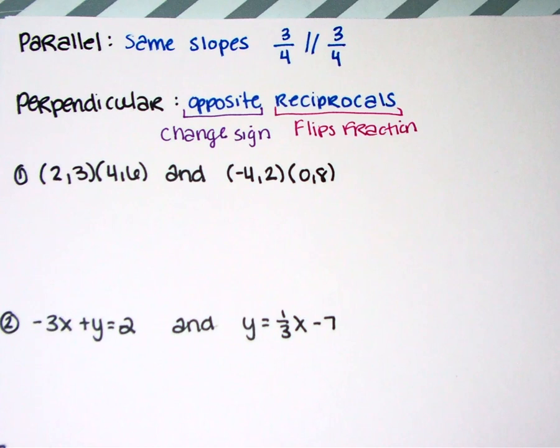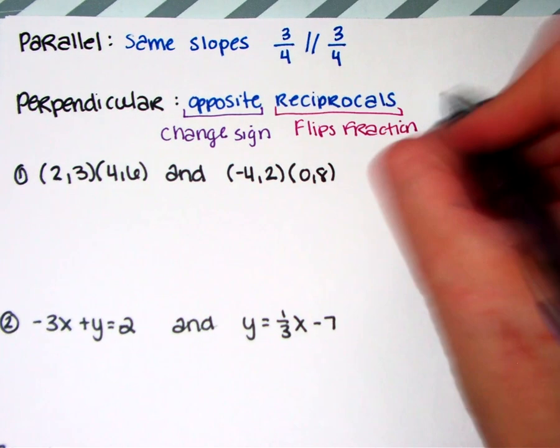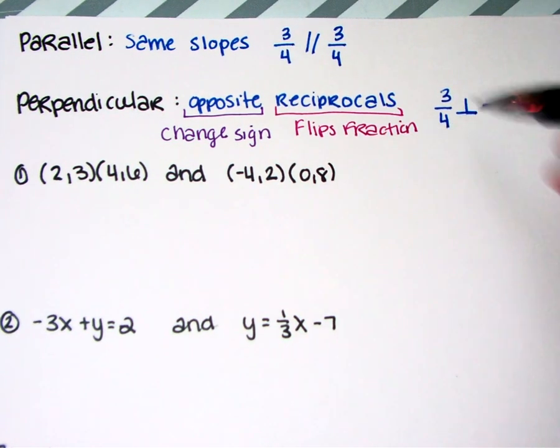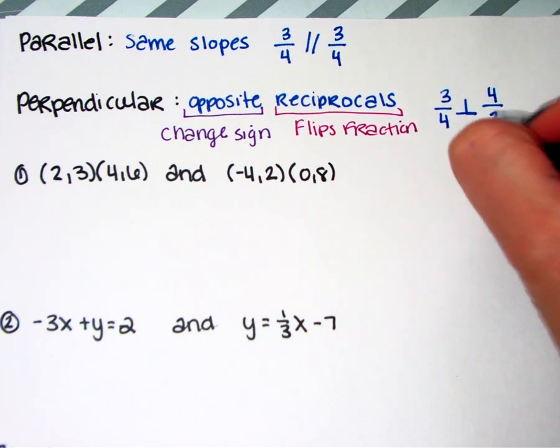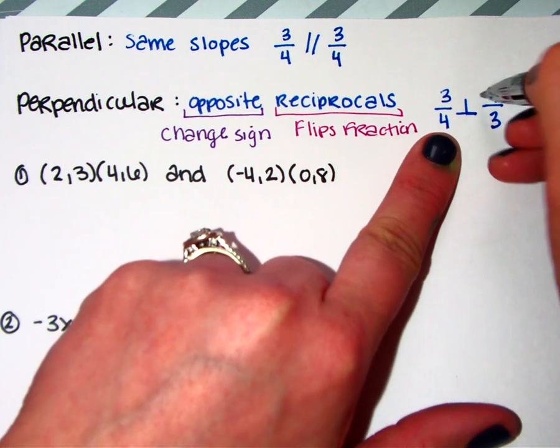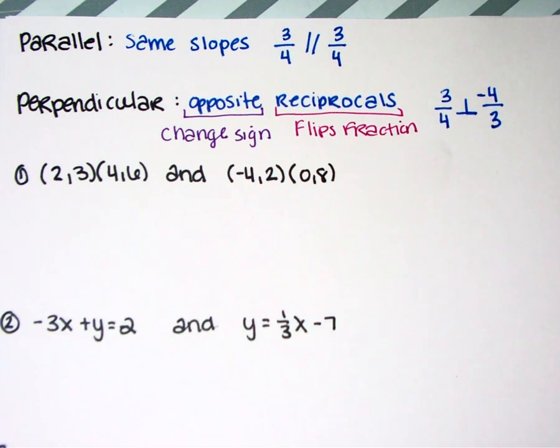So for example, if we take our 3/4, to make the slope perpendicular, the fraction has to flip. So instead of 3/4, it becomes 4/3. Changing the sign, this one is positive, so this one would be negative.